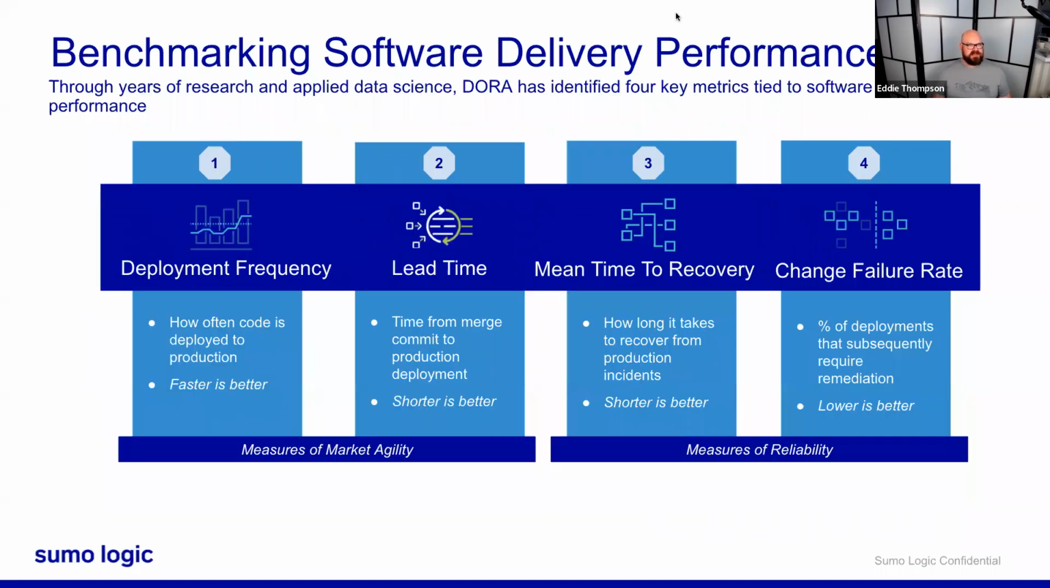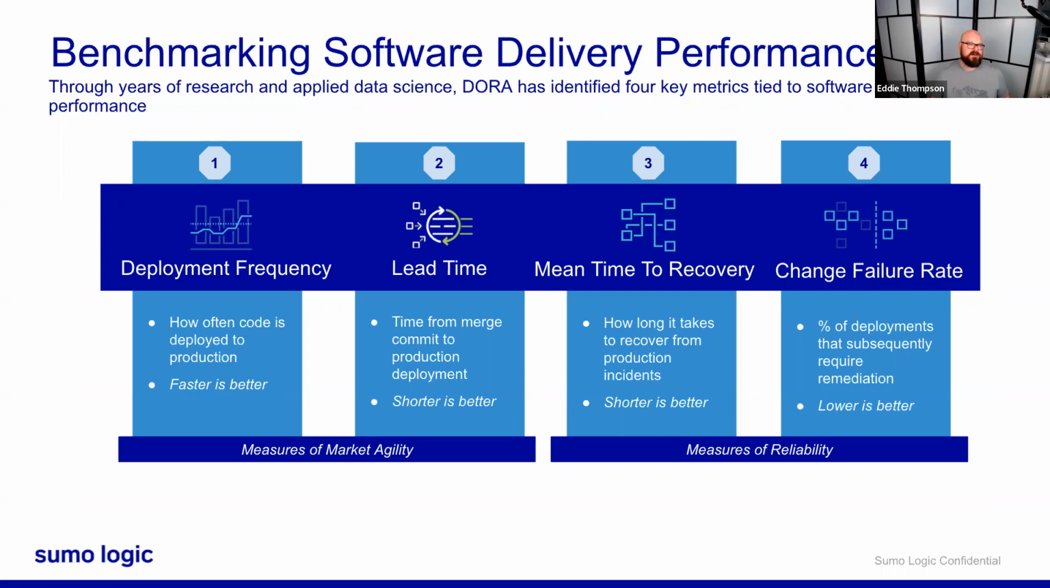Over the years, DORA, DevOps Research and Assessment, have identified 4 key performance benchmarks, which is what we use within our software development solution to allow you to benchmark yourself. This isn't something that we've cooked up at Sumo. This is an industry standard. These are broken out into 2 measures of agility and 2 of reliability. The first being deployment frequency, that is how often your code is deployed to production. Obviously, faster is better. The second being the lead time for changes, and that's defined as the time from the merge commit to production deployment.